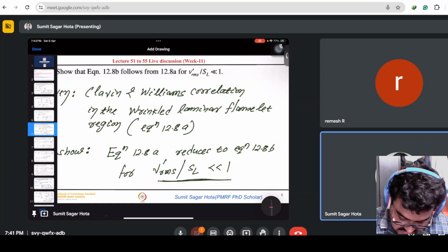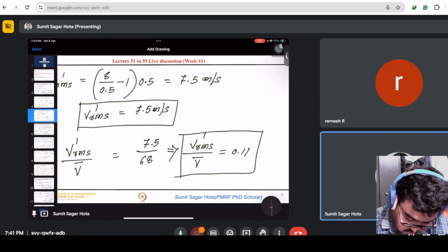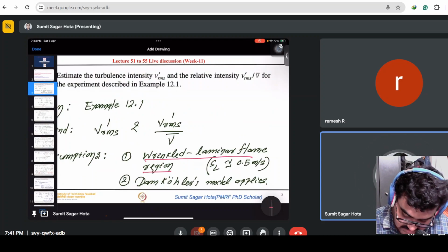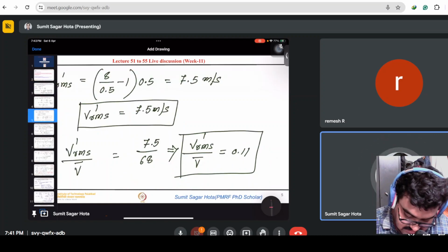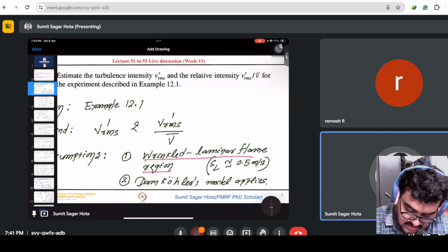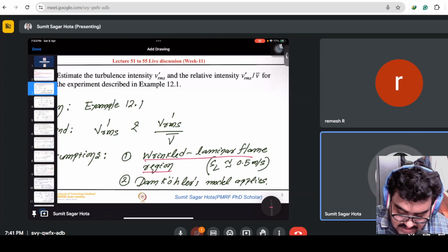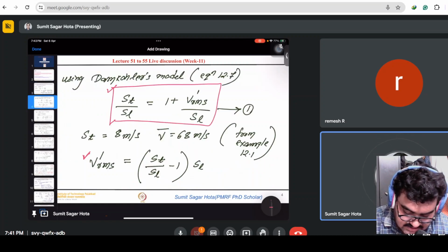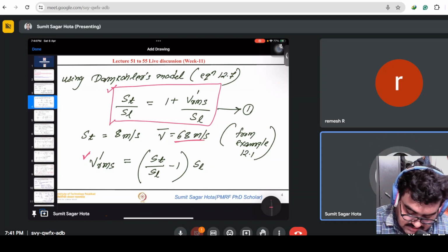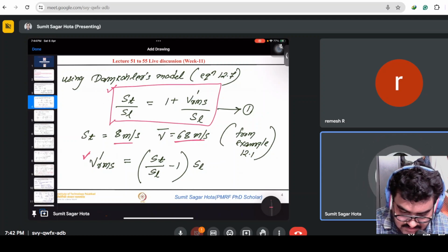So here we are assuming a wrinkled laminar flame, and then we are assuming 0.5 meter per second. Actually, in most problems, if nothing is mentioned, we directly take a laminar flame region, so that the calculation will be very simple. When there is a V bar that is very high, 68 meter per second, then only will we take the Damkohler number, because the flow is very fast. That is the region for the wrinkled flame region.